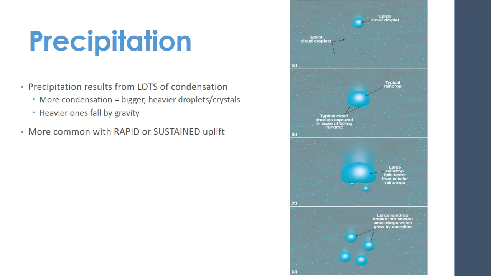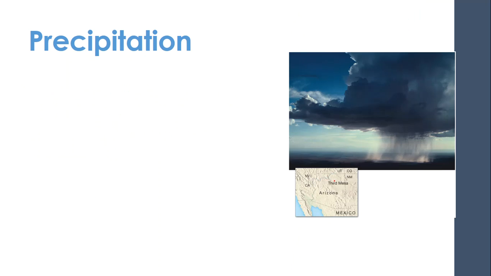This is more common with rapid or sustained uplift. So especially if you get a warm front that is particularly moist interacting with a cold front, and it will shoot up, and you'll get this really rapid condensation, and you're likely to get thunderstorms. Again, more common with humid air, right? Because if that humid air rises up really fast and cools, there's a lot more moisture in there for precipitation to occur. And so we can see here this cumulonimbus cloud, this air has risen really, really fast. It's condensed, and now you're getting rain that's falling down.